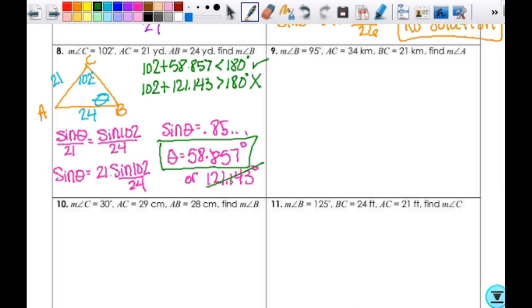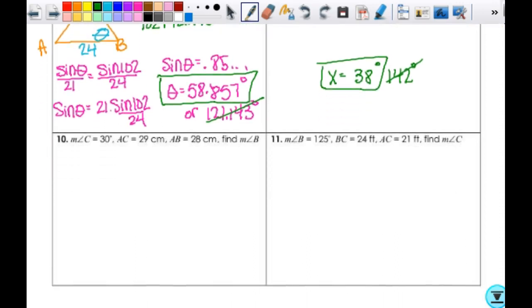Okay. I will tell you, we're not going to work number 9 and 10, but if you feel like you need to go back and work them, then I'm going to give you the answers, and that way you can go back and work them and see if you get what you have. You end up with 38 degrees and 142. This one doesn't work, so this is your answer for number 9. You can go back and work them, but not right now.